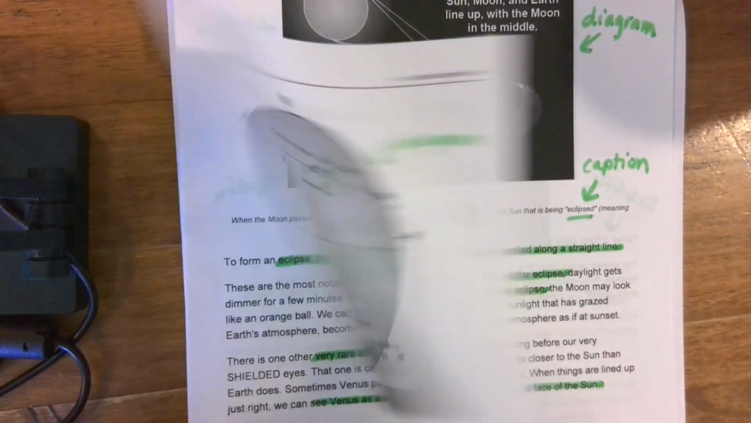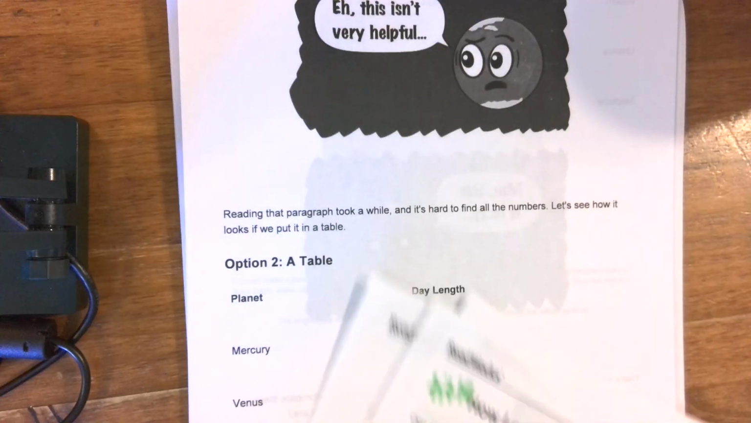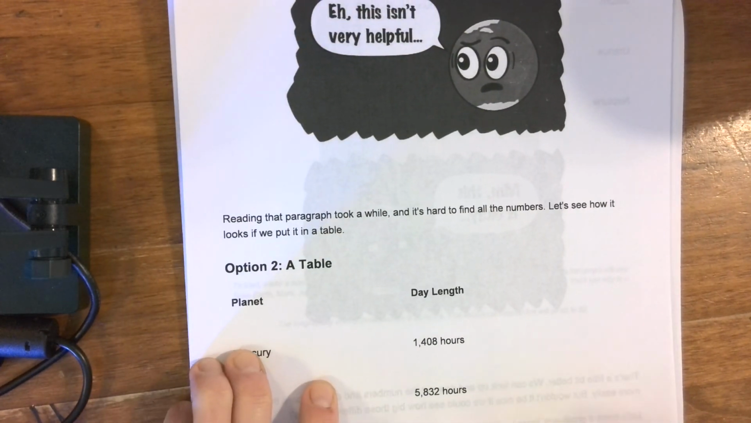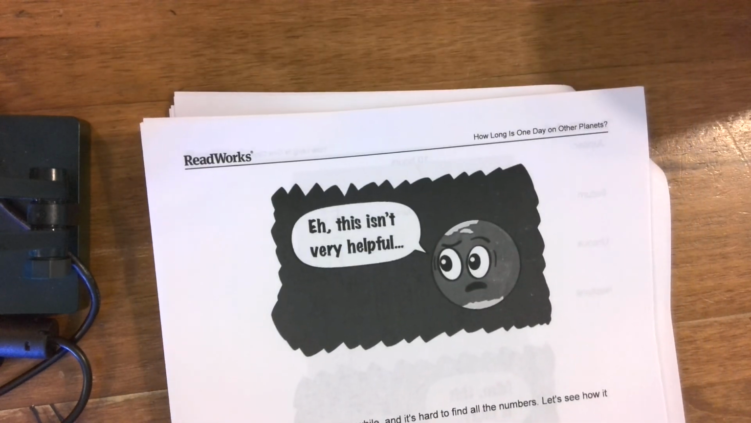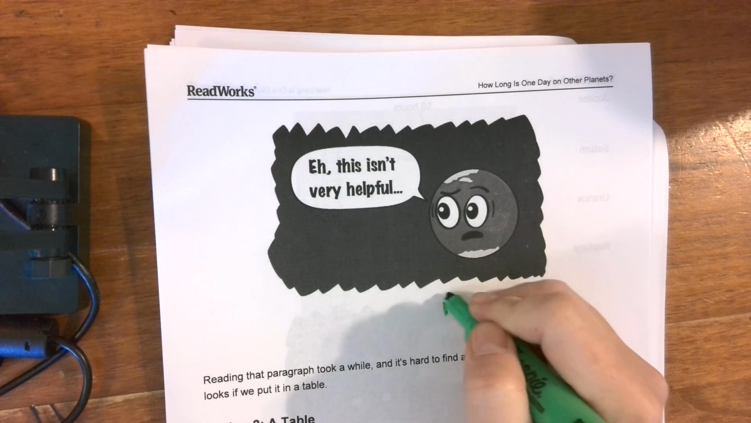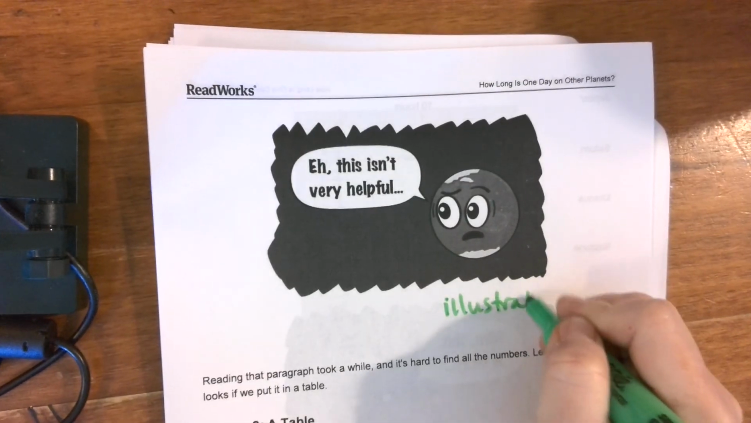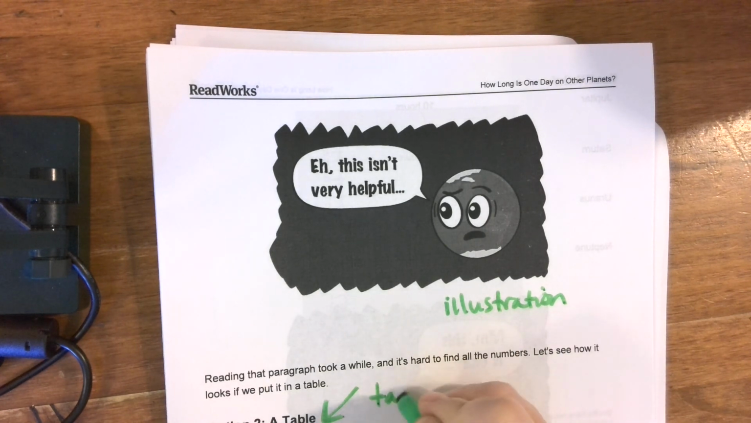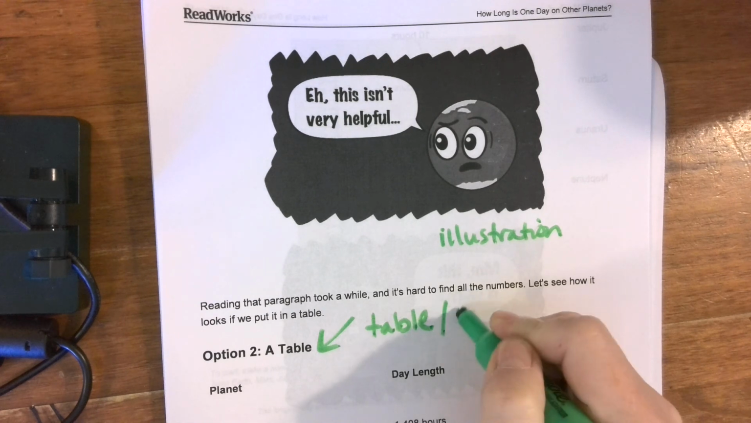Page 2. We're going to go through these really quickly because, like I said, they're very short. A, this isn't very helpful. We call this, we just said it, an illustration. And then we have, and it even tells you what it is, a table. A table can also be called a chart.